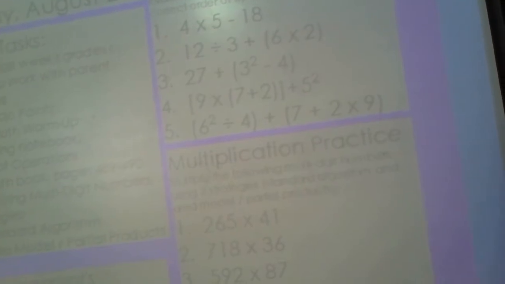All right, so the directions, it says multiplication practice. Multiply the following multi-digit numbers using two strategies. And what are those two that we talked about today? The standard algorithm and the area model partial products. All right, so go ahead and pause this so you can see or copy. Is that better? I don't know.